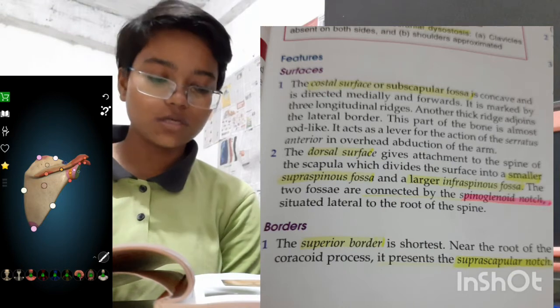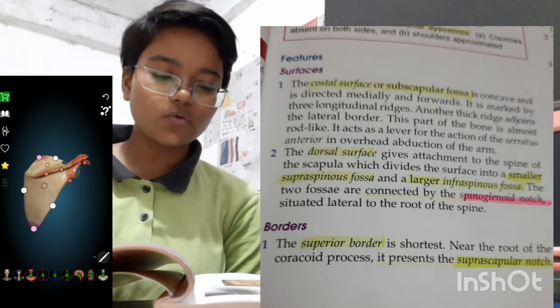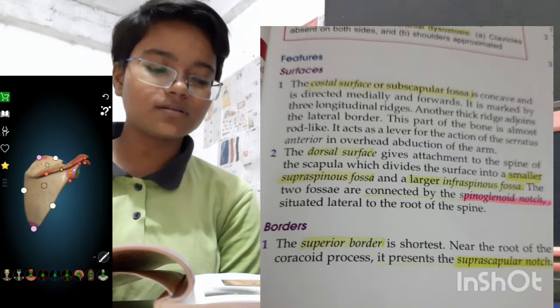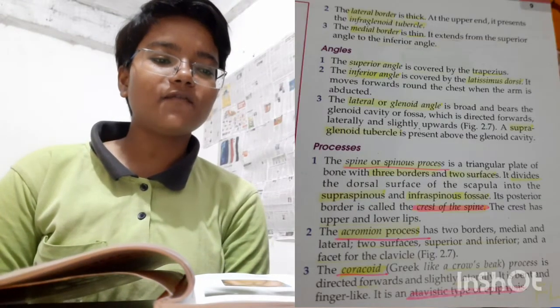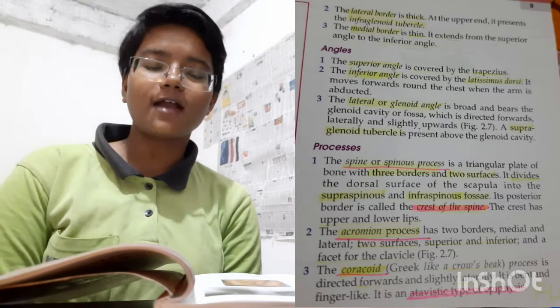Now borders. The superior border is shortest, near the root of the coracoid process. It presents the suprascapular notch. The lateral border is thick. At the upper end, it presents the infraglenoid tubercle. The medial border is thin. It extends from the superior angle to the inferior angle.